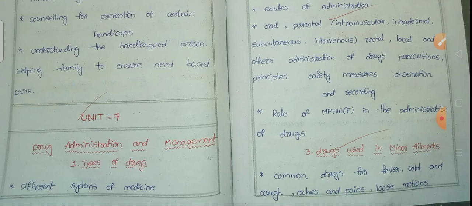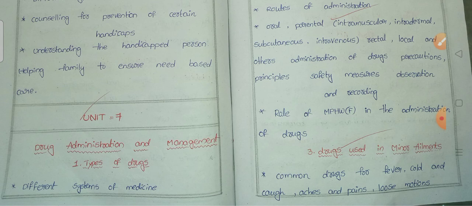Next, drugs used in minor ailments. We have to know what drug we can give for fever, cold and cough, aches, pains, loose motions. Fever: paracetamol. Cold: Cetirizine also. Cough: Tuscube, Cetirizine, Montelukast. Aches and pains: diclofenac sodium, Voveran, Cyclopam. Loose motions: Norflox, Metrogyl. These are all the tablets we can use for different minor ailments.